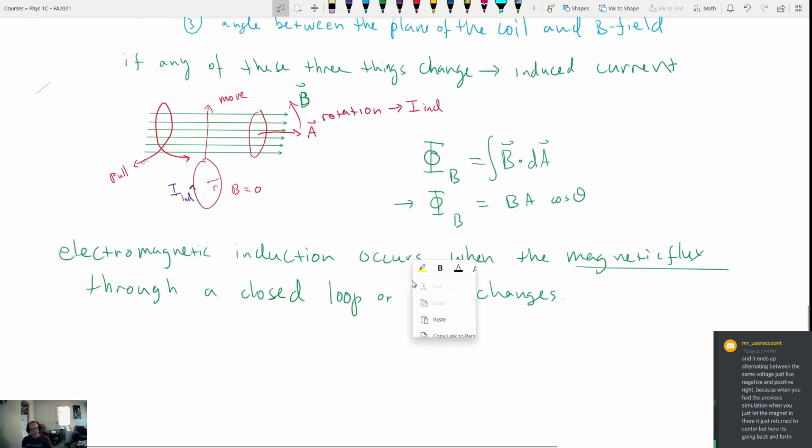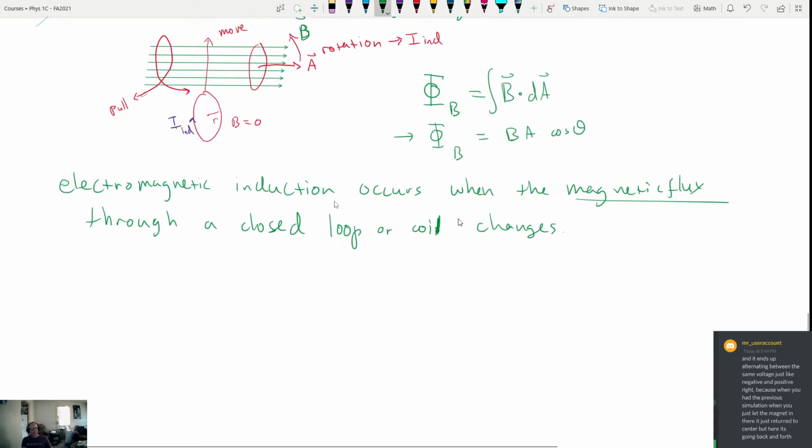And we can state that as an equation, which we call Faraday's law of induction, or just simply Faraday's law. That's what we're going to call it, but it's Faraday's law of induction.